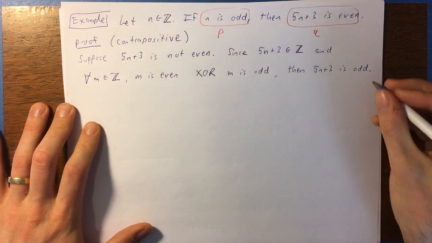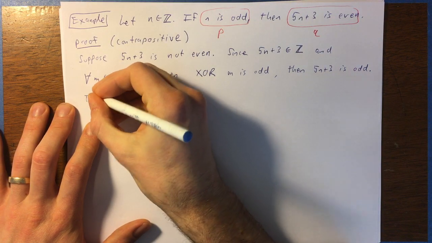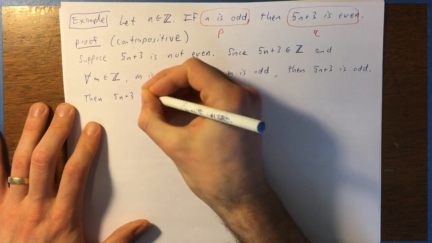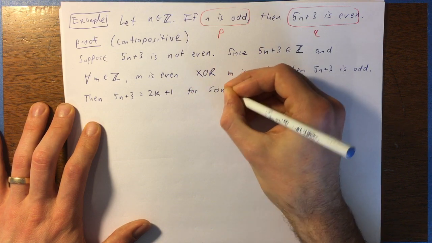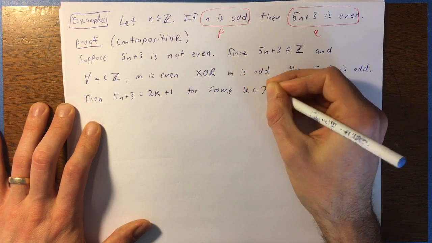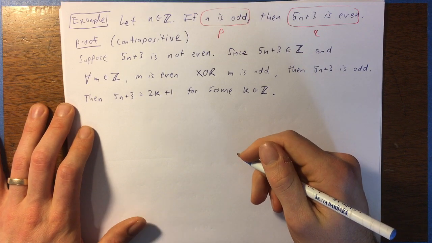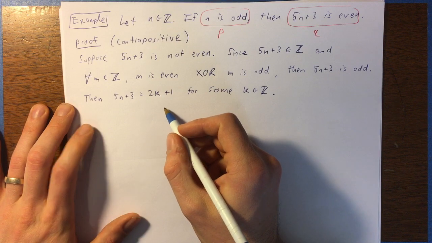All right, so now that we know 5n plus 3 is odd, we can use the definition of odd. I'm going to write then 5n plus 3 is equal to 2k plus 1 for some integer k. That's the definition of being an odd number. All right, so now I think what I want to do is a little bit of algebra. I'm going to move things around here. What do I want to do here?